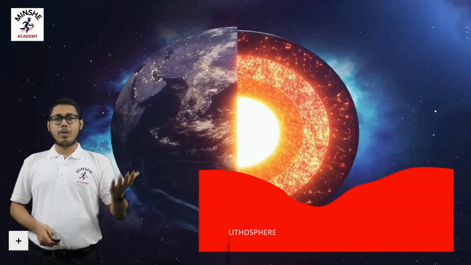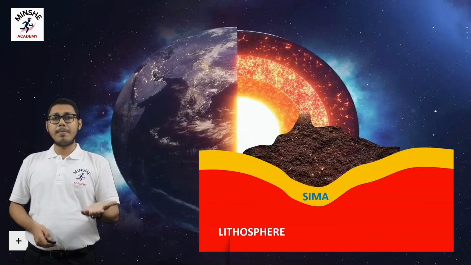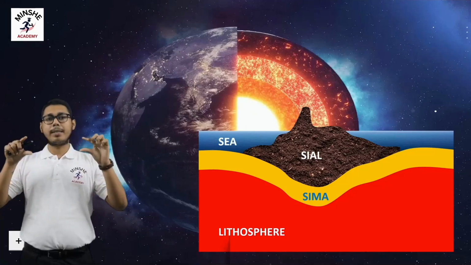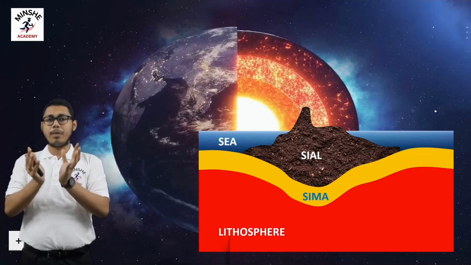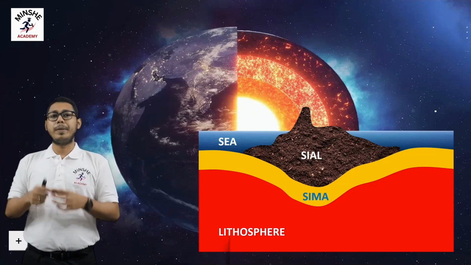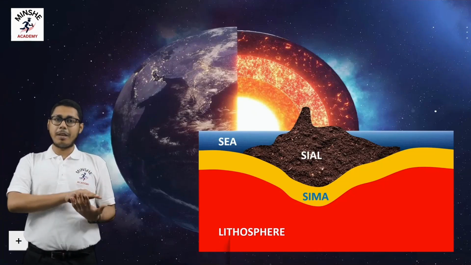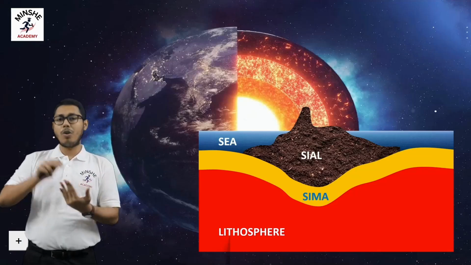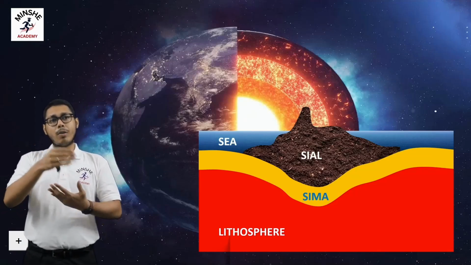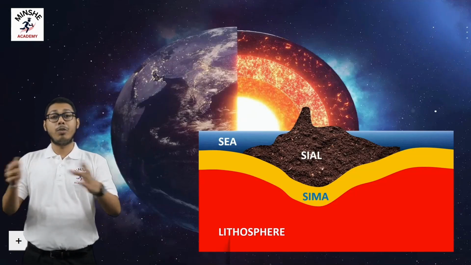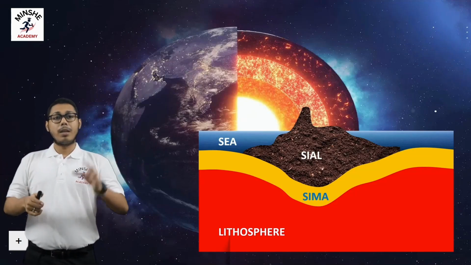Now, this is the lithosphere if I have to divide. This is the Sima and this is the Sial. You can see the continent part only, it's not a continuous layer. Where continents are there, the Sial will be there. But Sima is a continuous layer. Why is it a continuous layer? It is seen both beneath the continents and also beneath the ocean floor, in the oceans also it's seen. And this is the lithosphere.